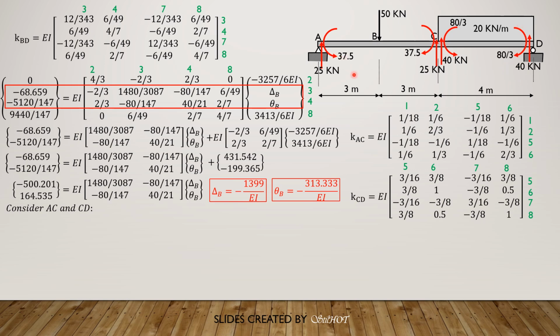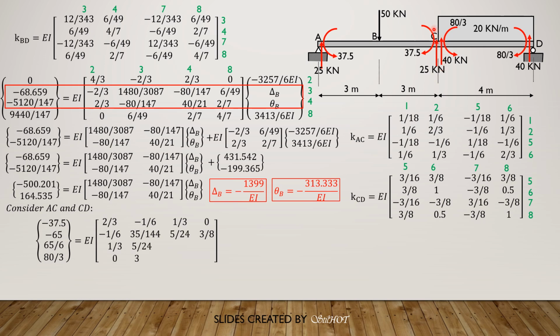So the nodal force at A is opposite to this, at 2. So it is clockwise 37.5, or negative 37.5. At C, we have 25 and 40, which is opposite. So downward, negative 65. So negative 37.5, negative 65. Then here, the moment is 37.5 minus 80 over 3, which is 65 over 6. Then here is the opposite of clockwise 80 over 3, so counterclockwise 80 over 3, so positive 80 over 3.